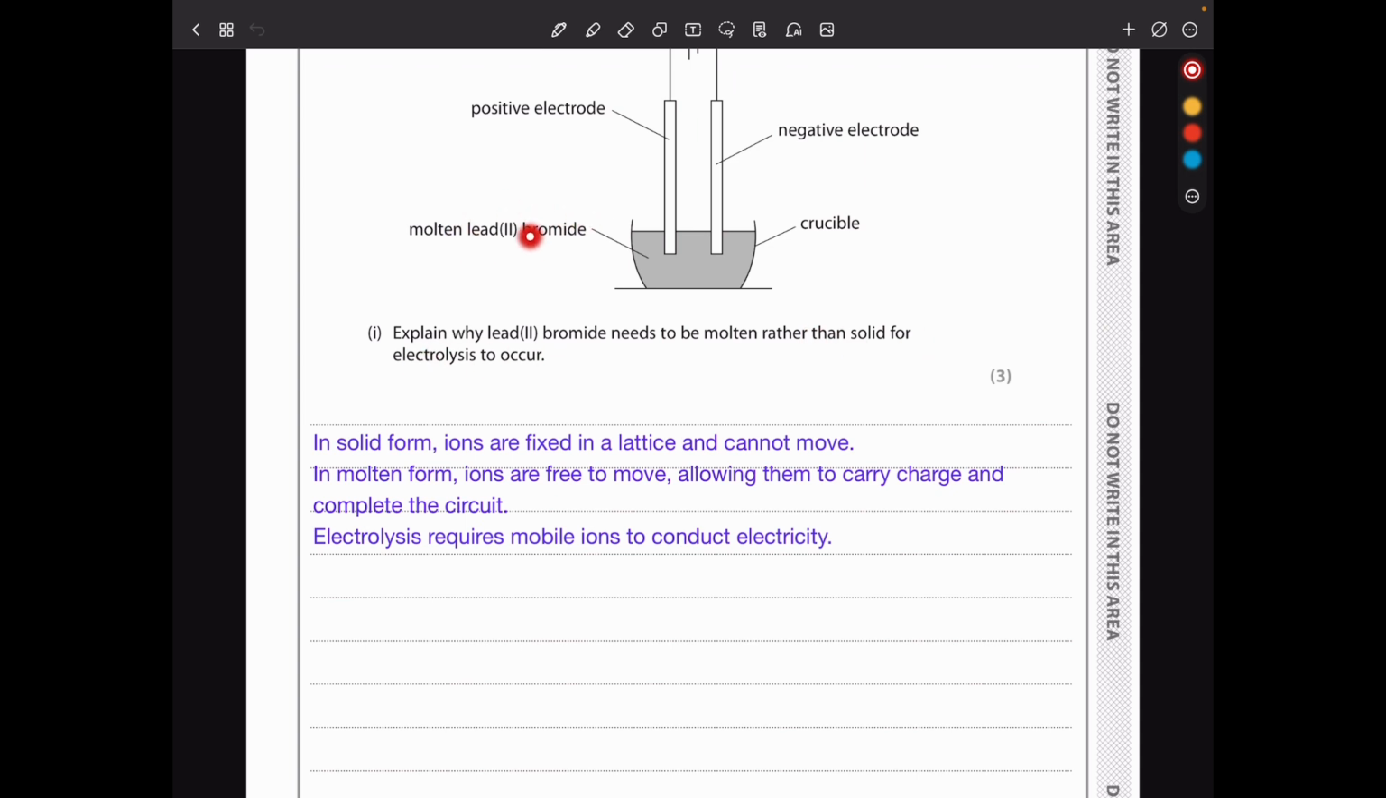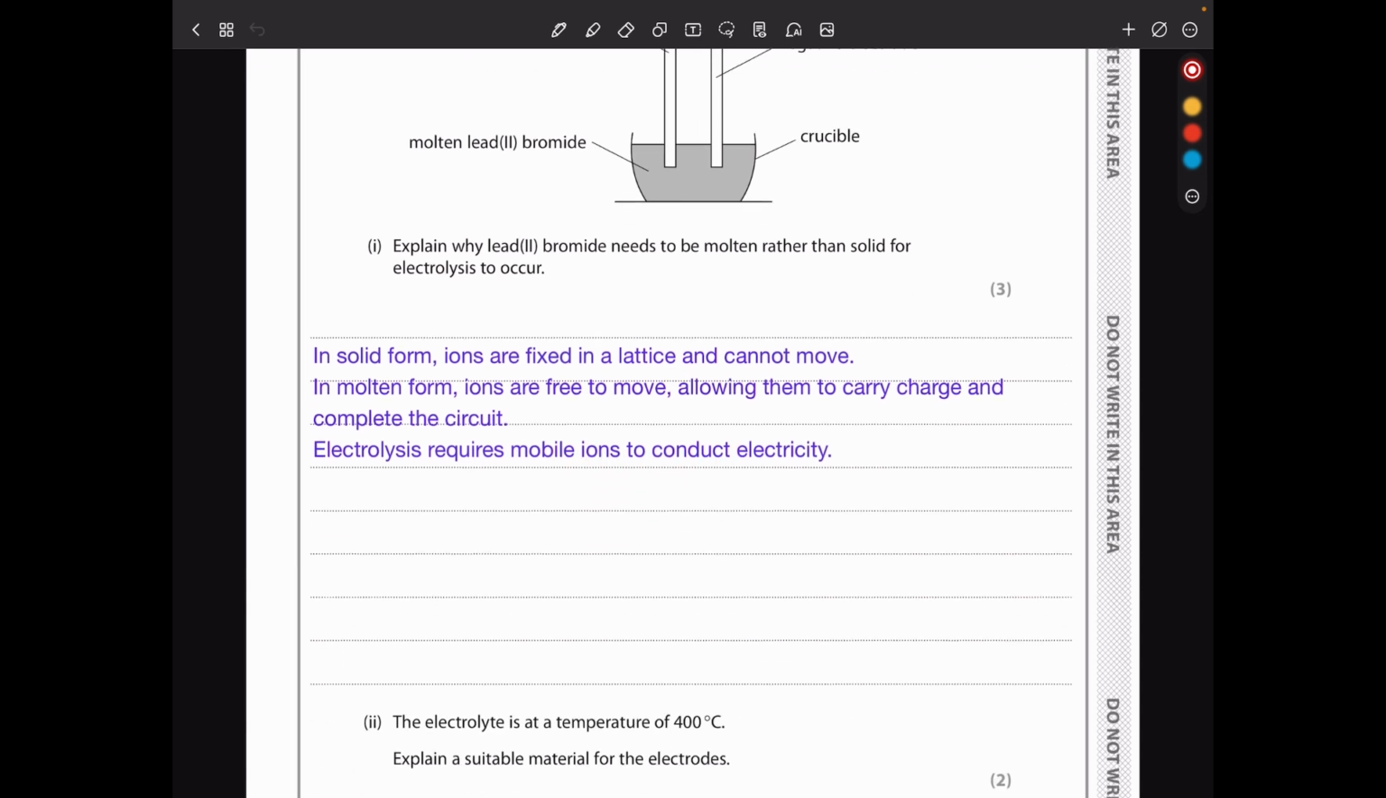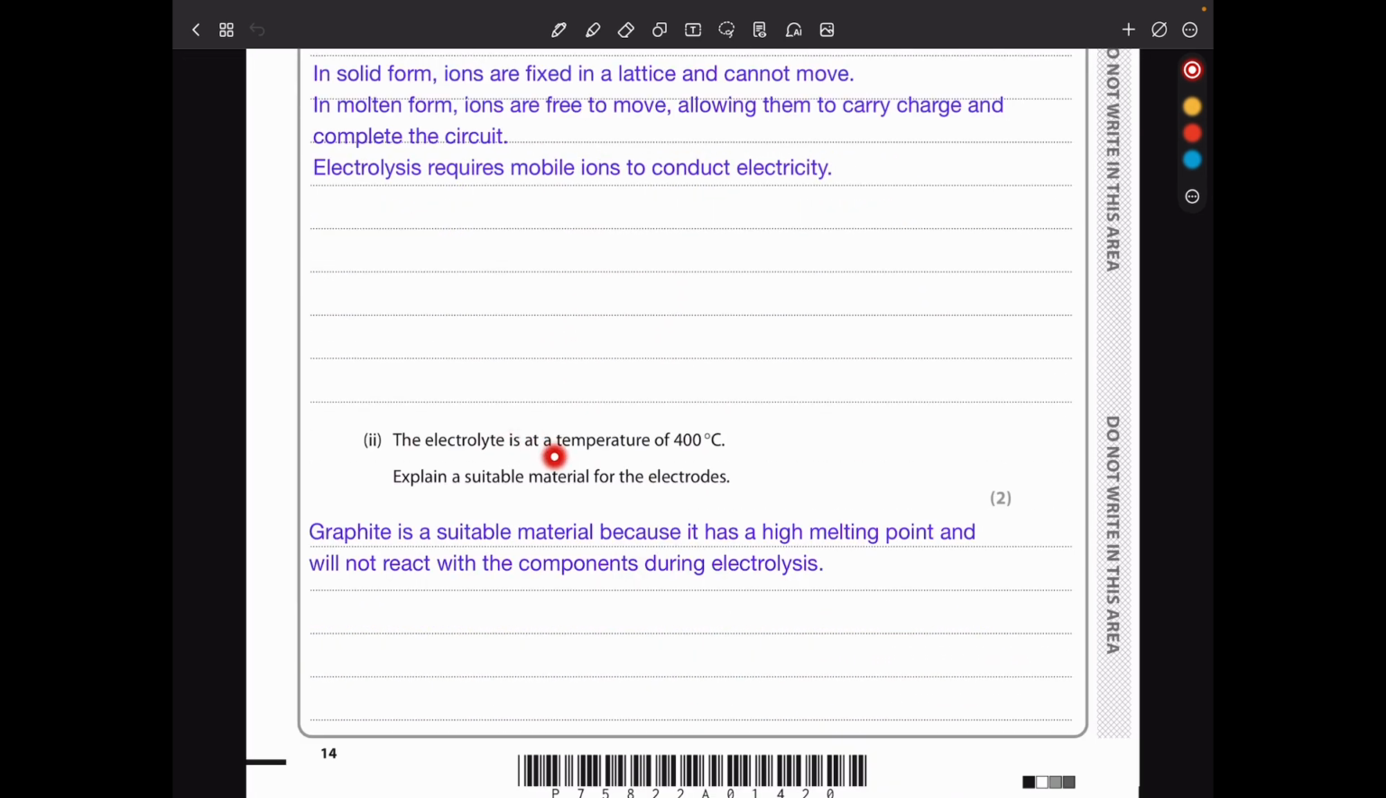This is an ionic compound, and there are no free electrons or free ions, yet to conduct electricity we need at least either free electrons or free ions. So melting it allows the ions to be free so that electricity can be conducted. So I said in solid form, ions are fixed in the lattice and cannot move. In molten form, ions are free to move, allowing them to carry charge and complete the circuit. Electrolysis requires mobile ions to conduct electricity. And the electrolyte is at a temperature of 400 degrees Celsius.